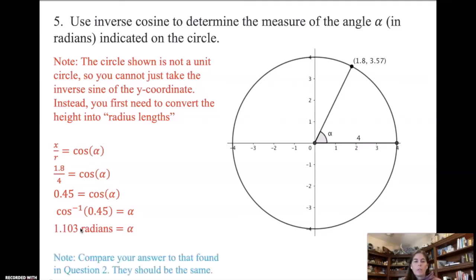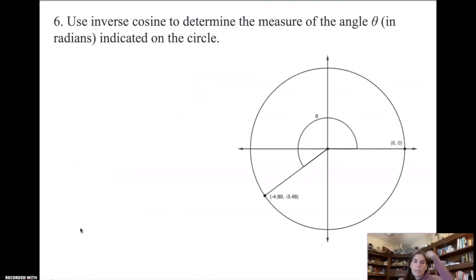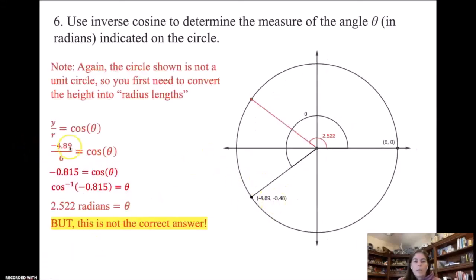If I take a look at number 6, so again, this is the same one, but now we're going to use inverse cosine. So I'm going to use that -4.89 value. So -4.89 divided by my radius length, right, is going to get me this, which is my horizontal distance in radius lengths. I'm going to input that to my inverse cosine function, and it's going to get me 2.522. But that's the angle from here to here, which I should expect because cosine is only going to give me angles in the upper half of my circle.